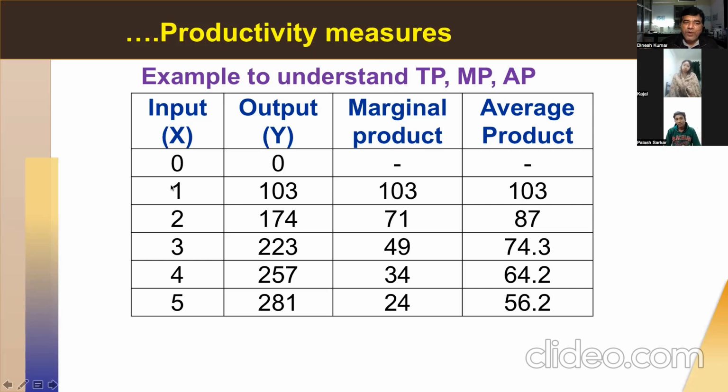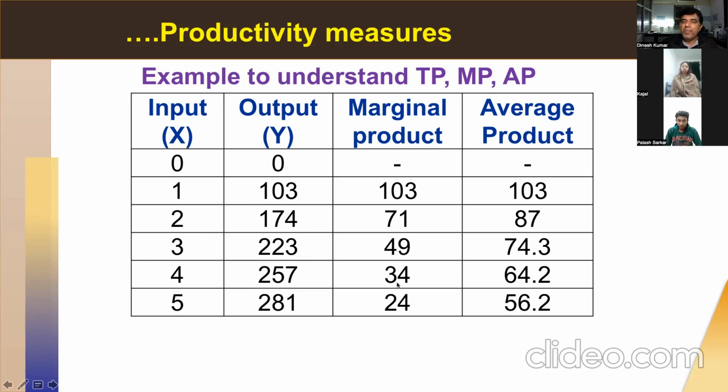But for input 1, meaning one level of variable factor, we can have marginal product: 103 minus 0, we get 103. Similarly for unit 2, unit 2 minus unit 1 output: 174 minus 103, you get 71. 223 minus 174, you get 49. 257 minus 223, you get 34. 281 minus 257, you get 24.